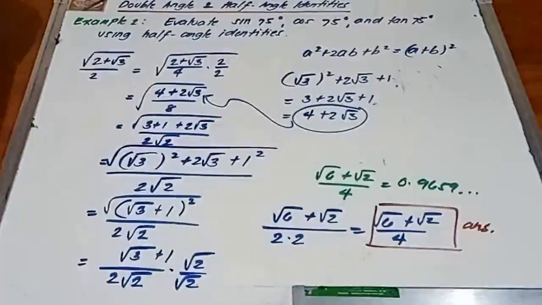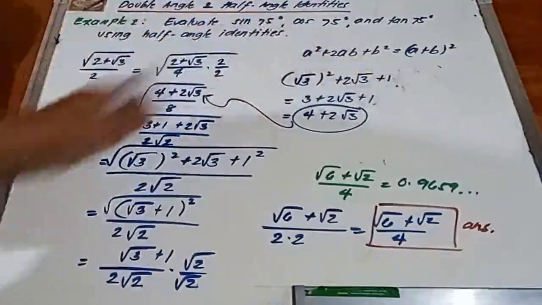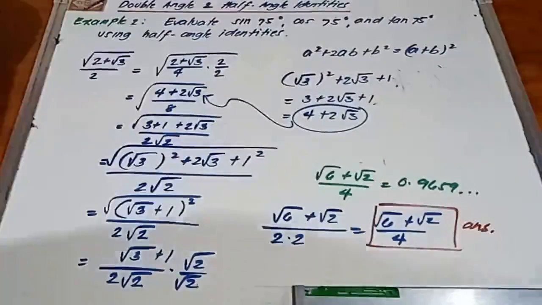Okay? So, on my next video, ilalagay ko doon yung example ay yung solution for cosine 75 degrees and tangent 75 degrees gamit yung half-angle identity.